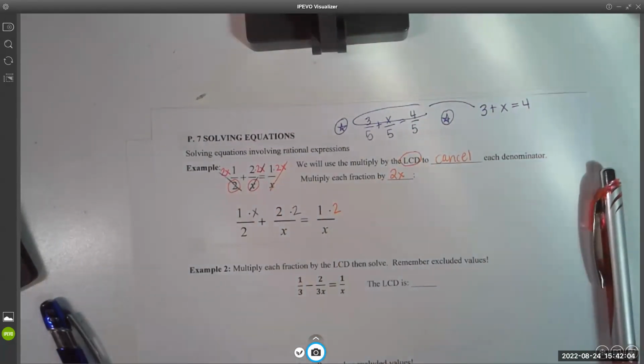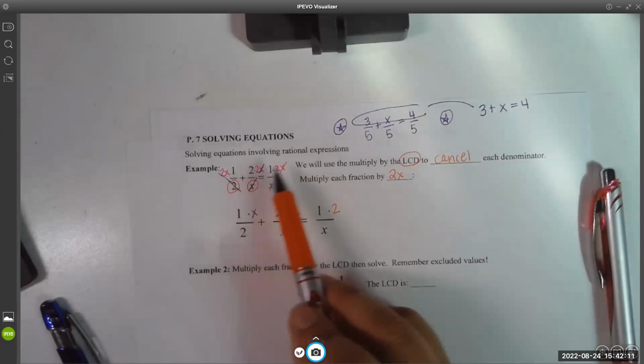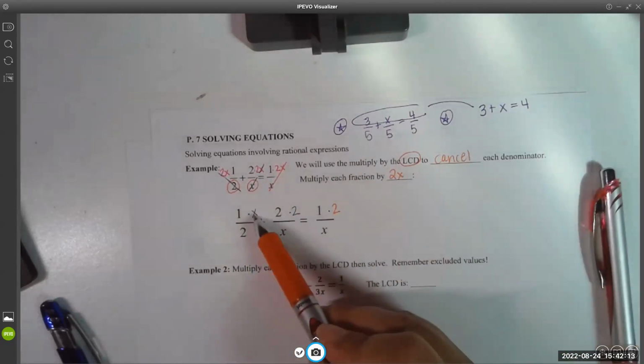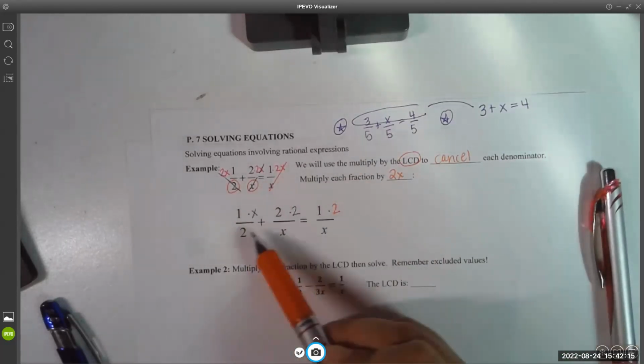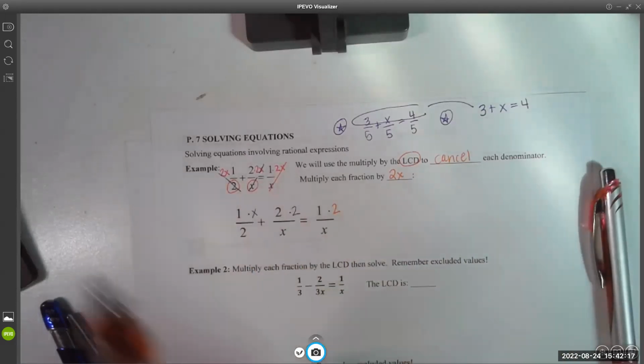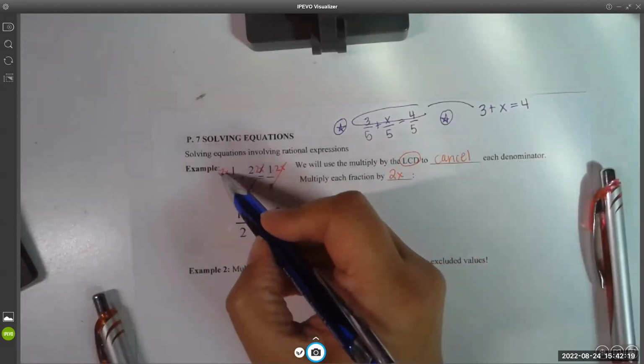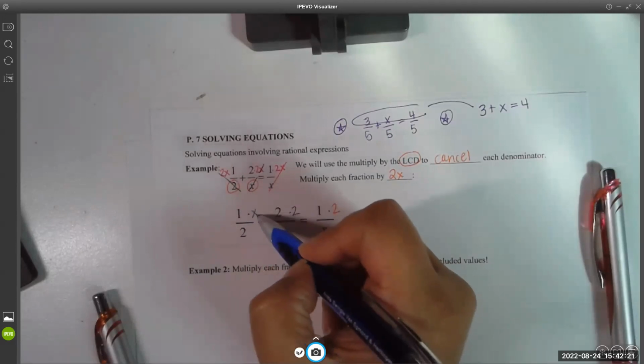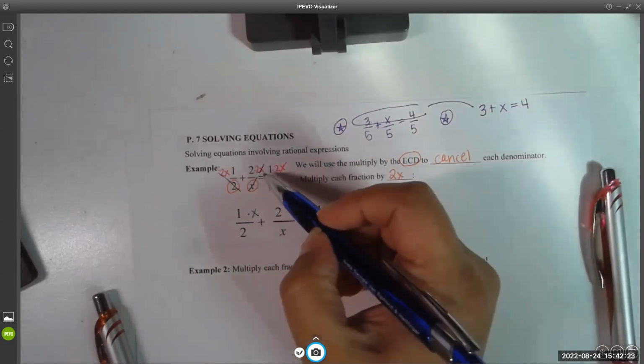So there's a couple of processes here that I did, and I just multiplied each thing by 2x. But what you saw me leaving behind was basically what I needed to create a common denominator. So when I multiply the top by 2x, I leave the x over.